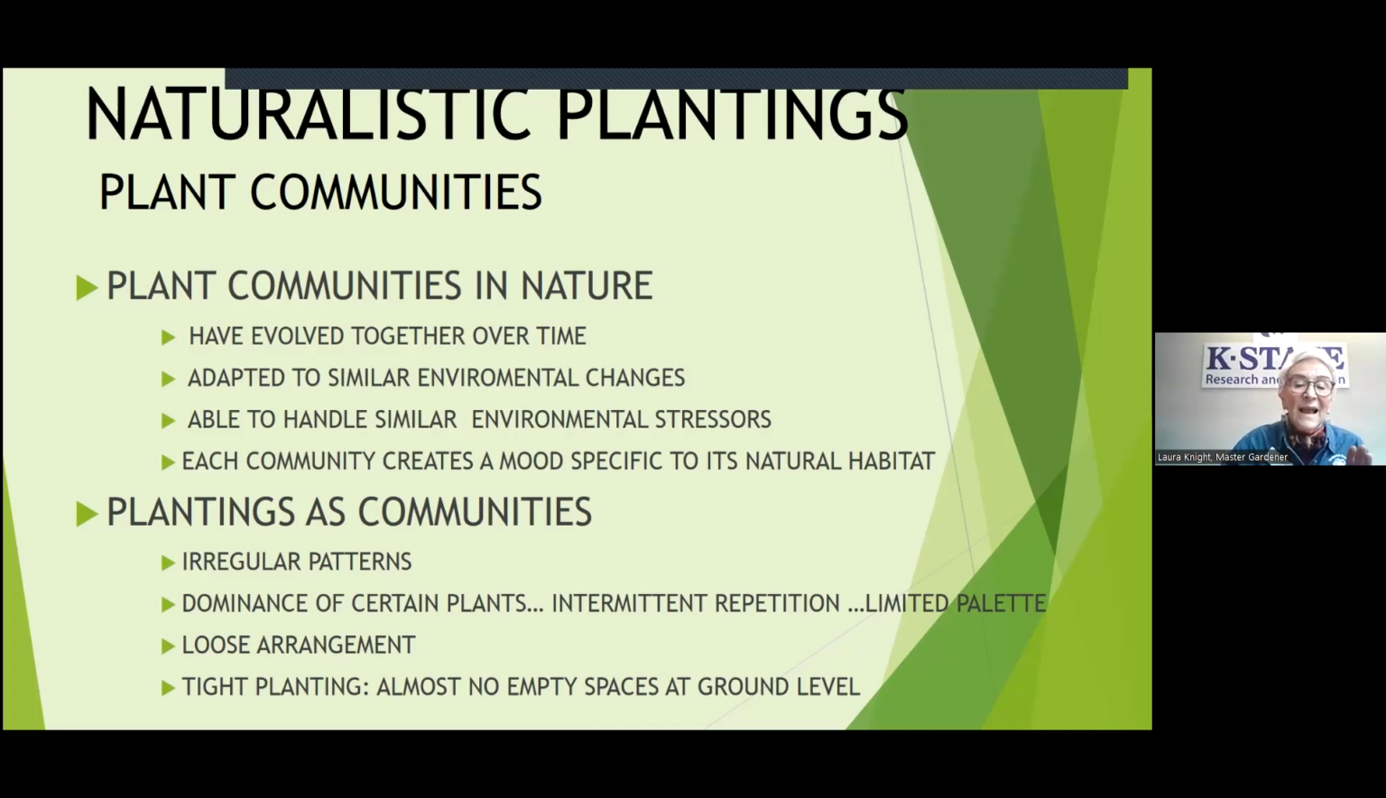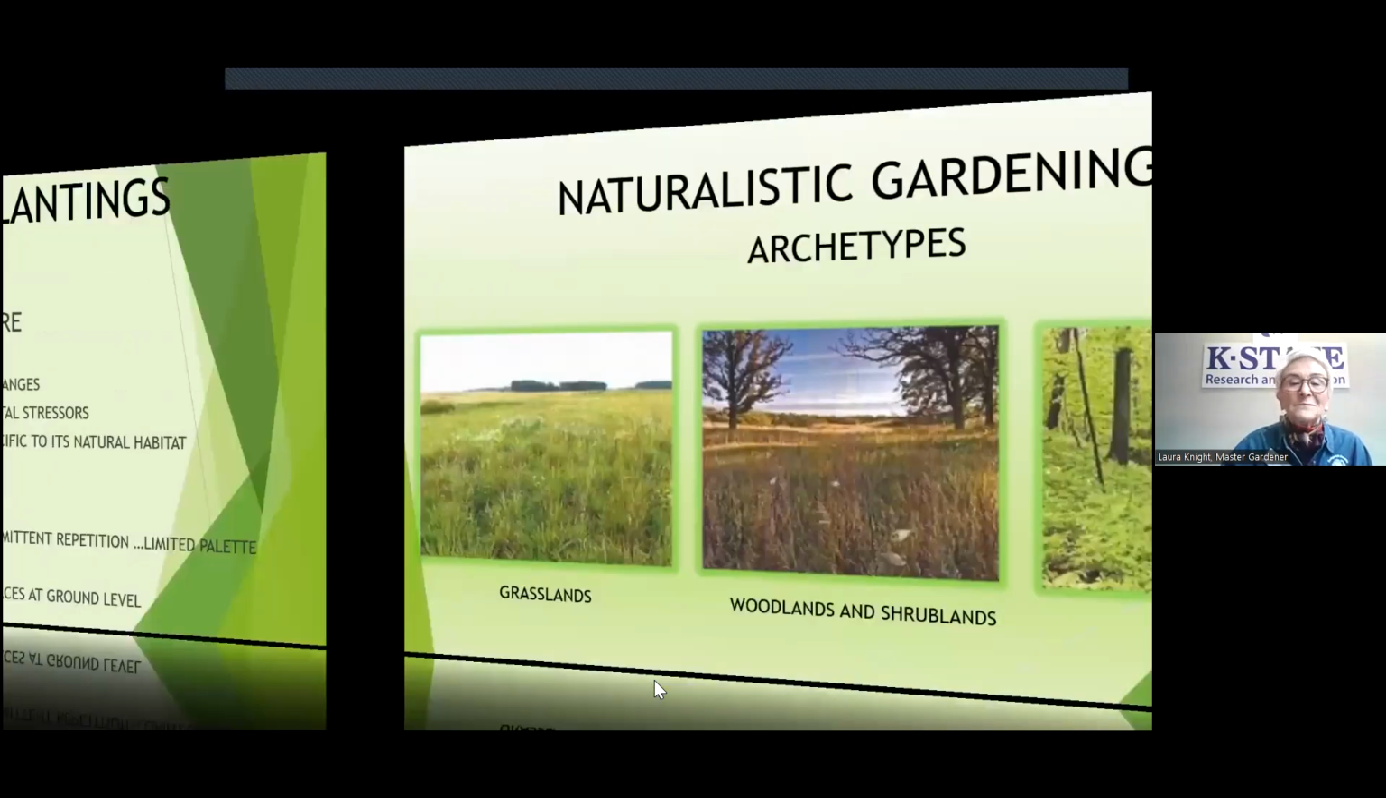But one of the things about natural native gardening or naturalistic style is tight planting. There are almost no empty spaces at ground level. If you go to the prairie, you may not see tall plants and you think that there are empty spaces. But if you look down, you're going to see everything growing together.